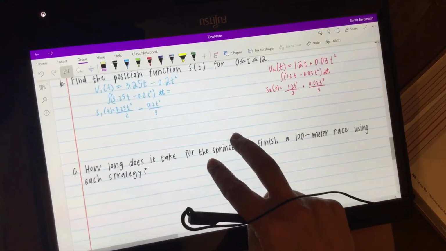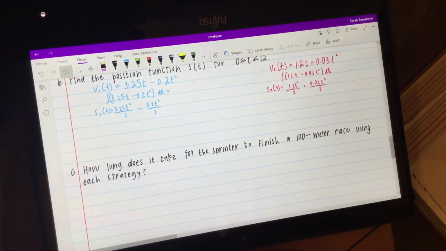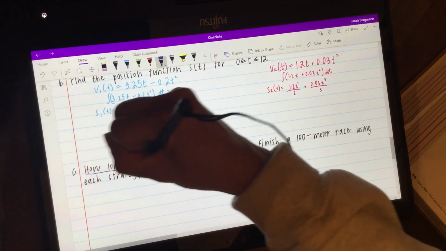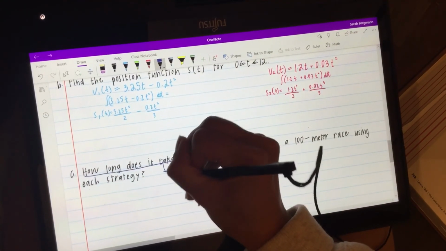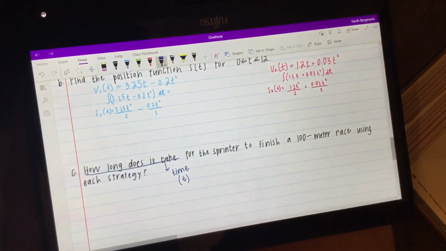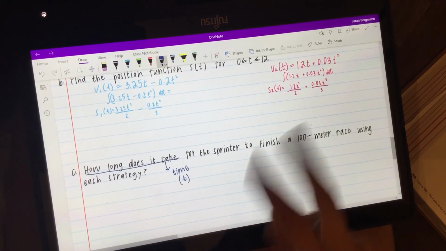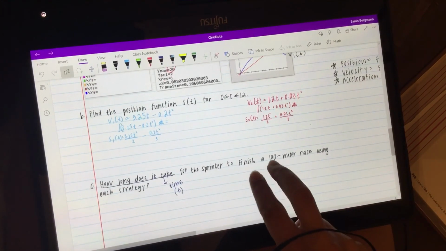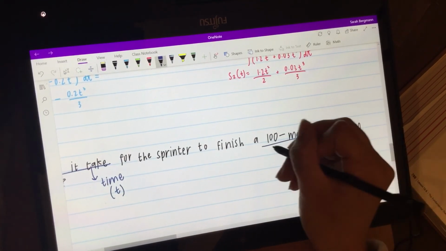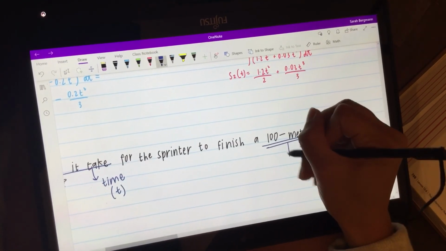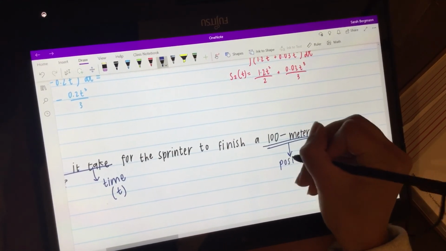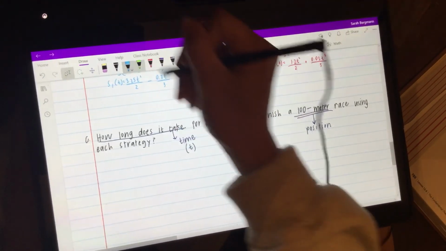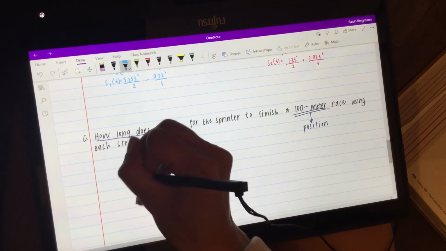Now, let's answer the last question. How long does it take for the sprinter to finish a 100-meter race using each strategy? So the question is asking, how long does it take? So this is talking about time. So it's clearly asking us to solve for t in one of these equations. Let's figure out, are they asking us to solve for t in the velocity equations or the position equations? It's saying that we're finishing a 100-meter race. So if we're finishing a 100-meter race, 100 meters is our position, or the sprinter's position. So let's set each position function equal to 100.